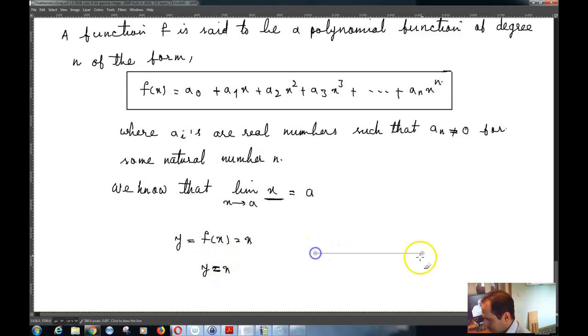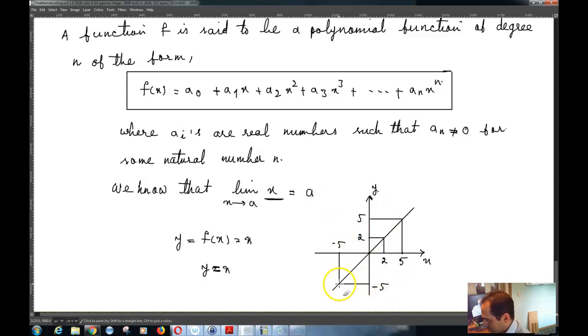So y is equal to x is basically a function, meaning that whatever input you have here, the same output you have over here. If this is, for example, 2, this is going to be 2. If this is, for example, 5, this is going to be 5. If this is, for example, -5, this is going to be -5, and so on and so forth.